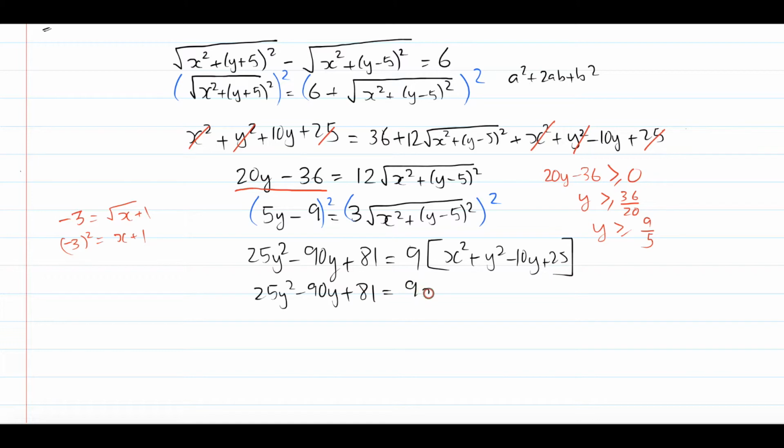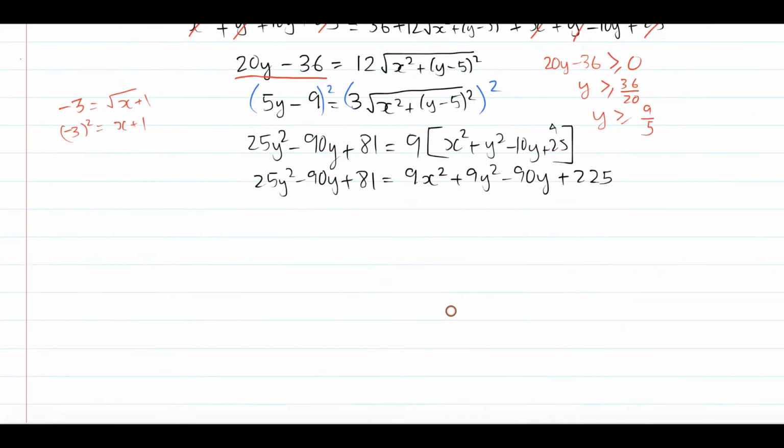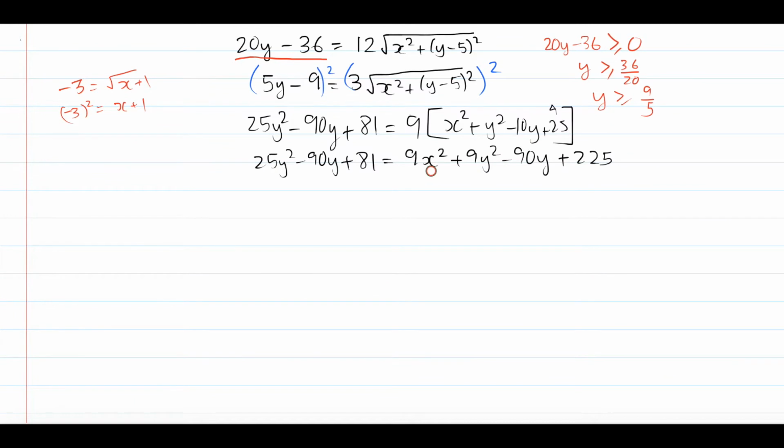And we can expand the brackets. So 9x squared plus 9y squared minus 90y. Now 25 times 9, well, 9 times 5 is 45. You can put a 4 there. 9 times 2 is 18, plus 4 is 225. Okay, now we can start to simplify things. We can cancel out numbers. Let's have a look.